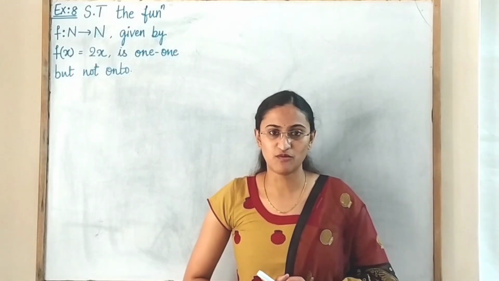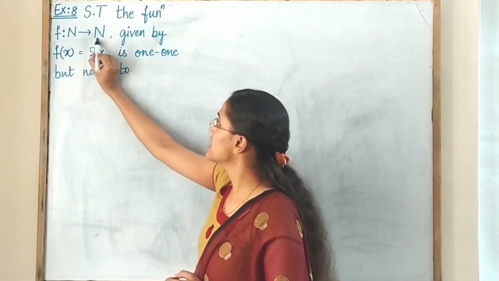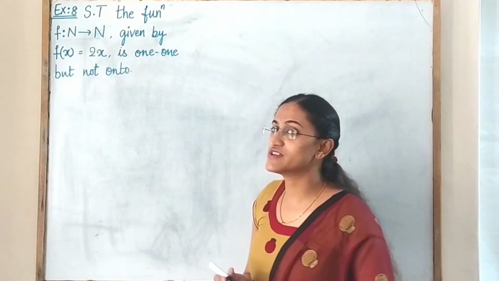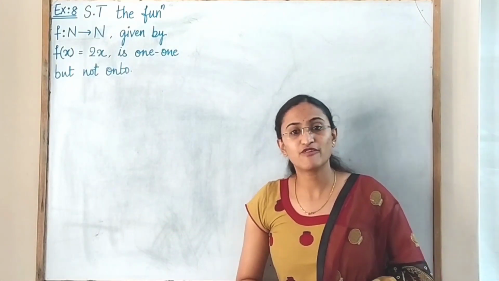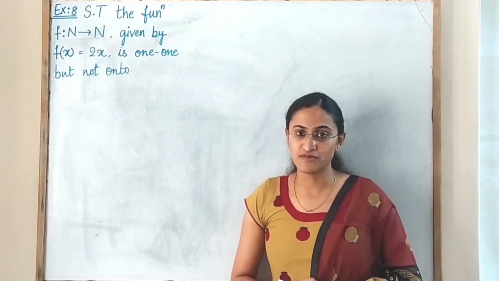Look at the first problem. Show that the function f from N to N given by f of x is equal to 2x is one-one but not onto. Before solving this generally, we shall practically analyze the problem first.